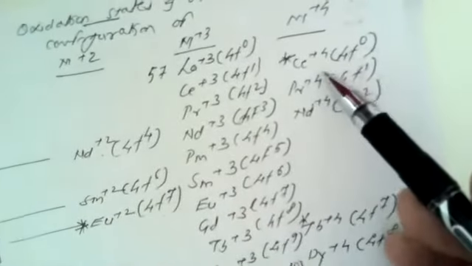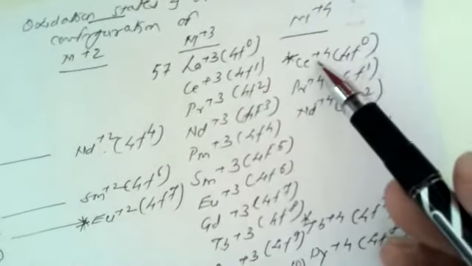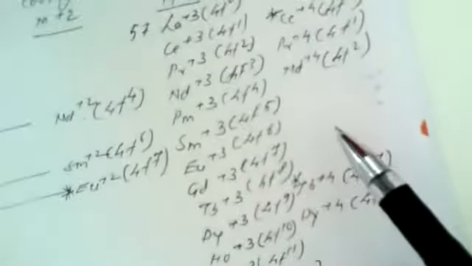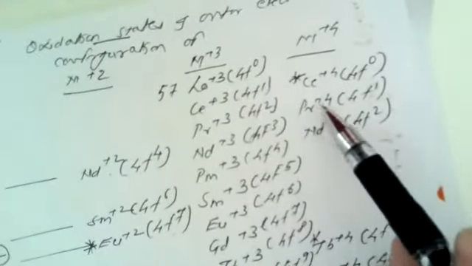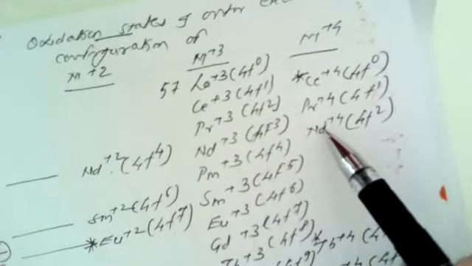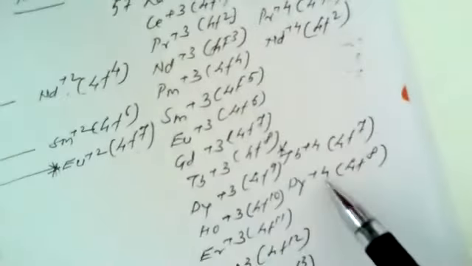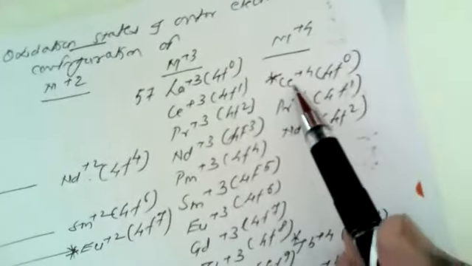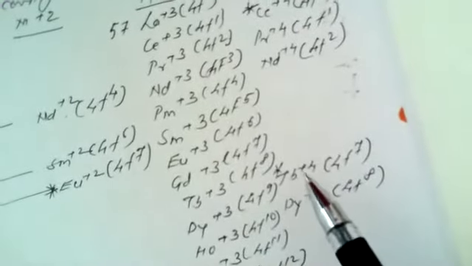So only two members amongst the highest oxidation states, cerium +4 and terbium +4, show empty and completely half filled electronic subshells. So here praseodymium +4, neodymium +4 and dysprosium +4 are only stable, but the extra stable oxidation states are cerium +4 and terbium +4.